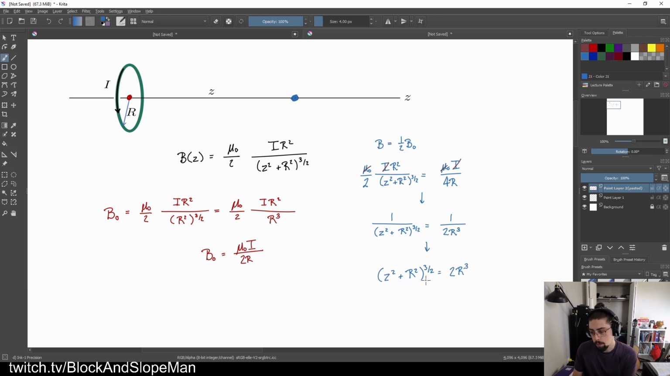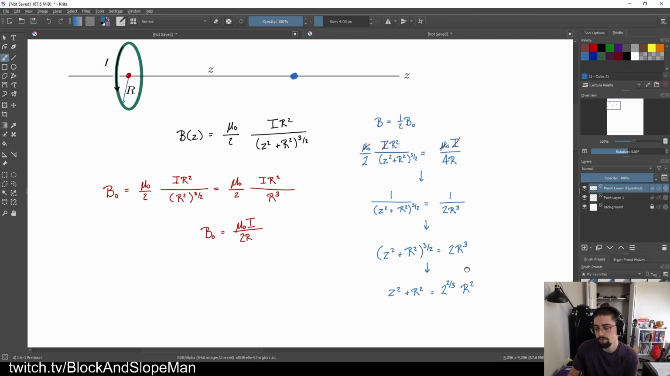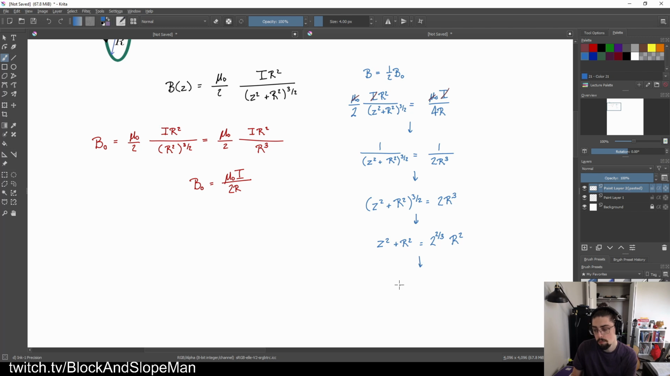So something to the 3/2 power and then taken to the 2/3 power, those cancel each other out. But the right side is going to look a little bit different. So I'm going to be left with z squared plus r squared over on the left-hand side. On the other side, I'm going to have 2 to the 2/3 power and then r cubed to the 2/3 power, just like what we had before. That's going to come out as r squared. Now, move the r squared to the other side, pull some things out as we see them. Z squared is equal to r squared times 2 to the 2/3 minus 1.